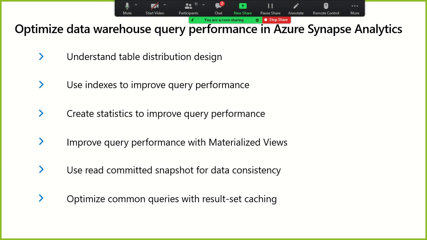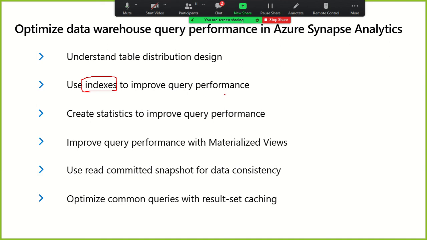One, you need to understand your table distribution design, the table from where the data is coming from. You need to understand the design of the table. You also need to use indexes to improve performance. Generally, when you talk about data, one of the ways we know, even from our relational database knowledge, is that indexes can always help to improve our query performance. With an index, it will be able to do a very fast search.